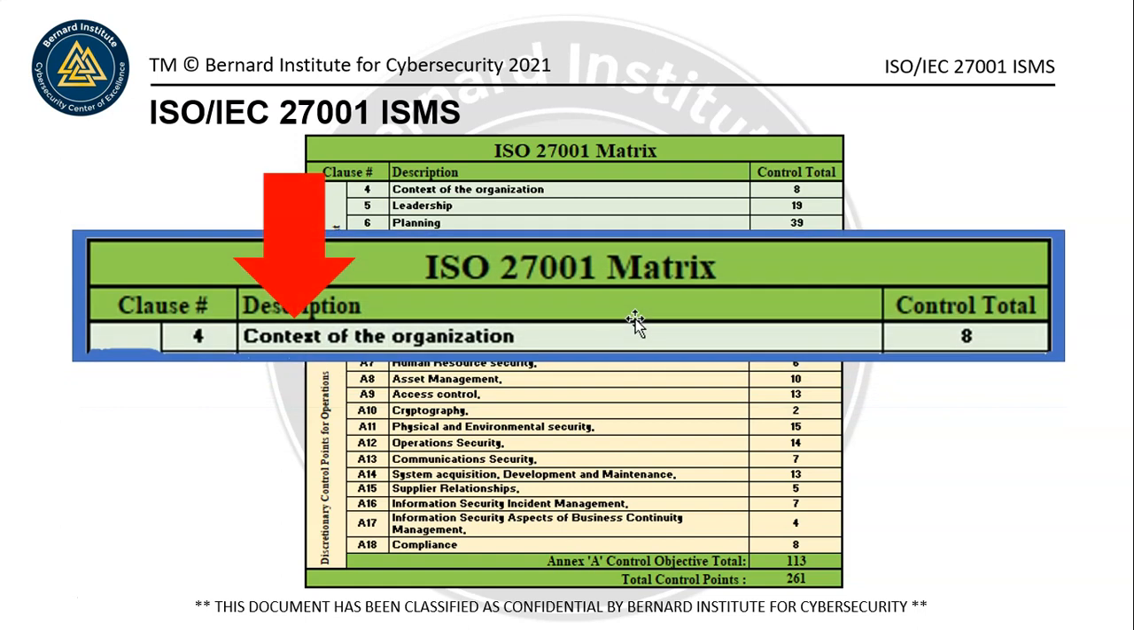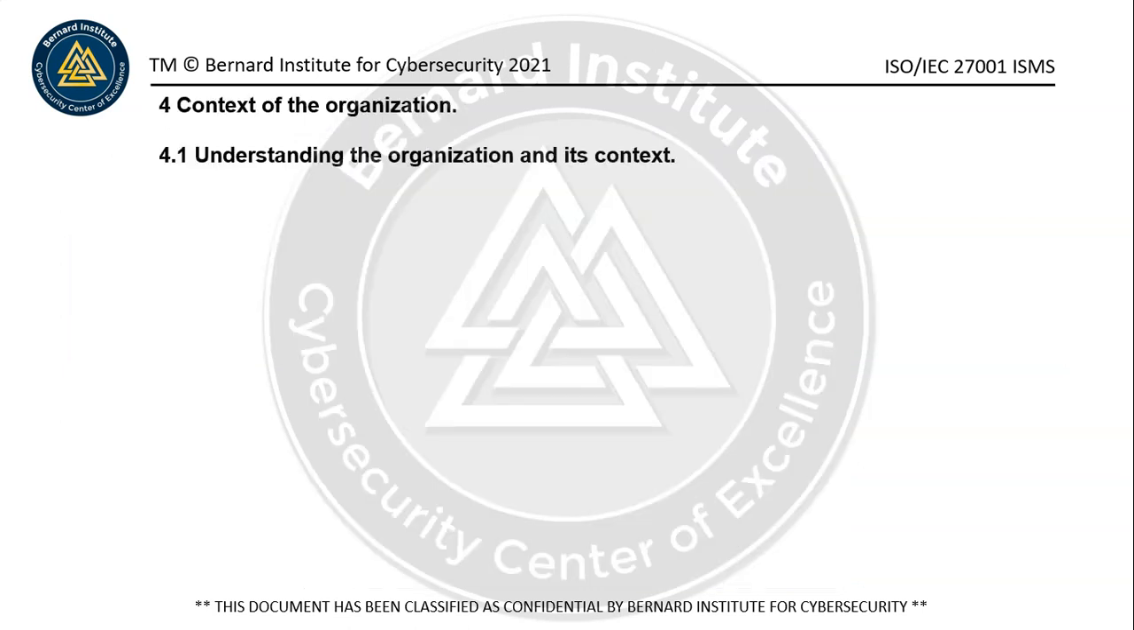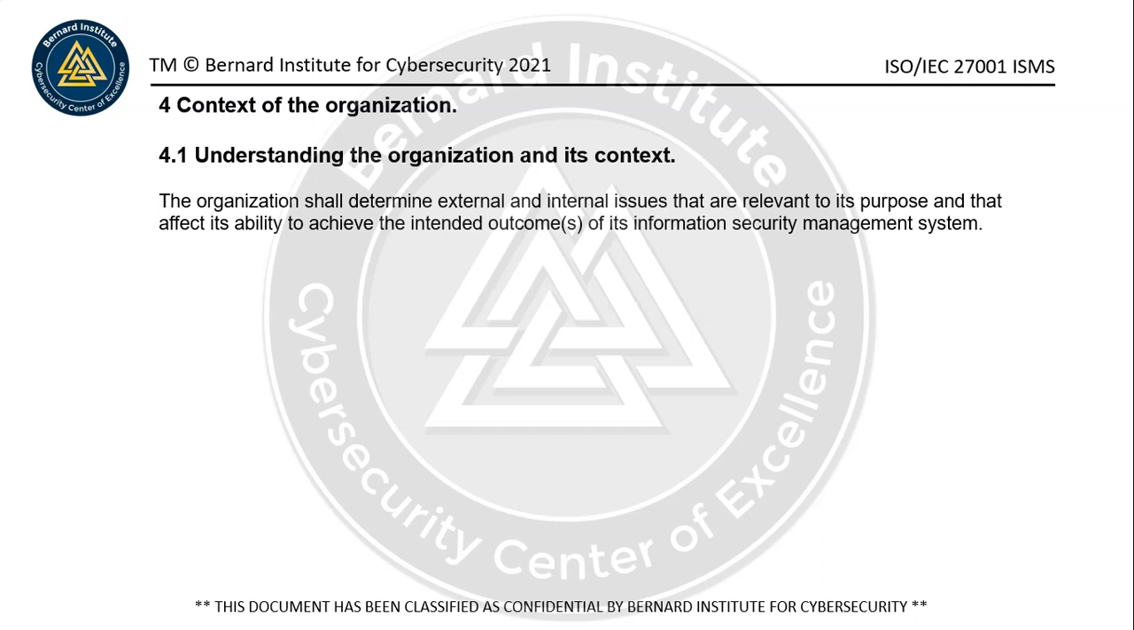Today we're going to talk about context of the organization. There are 8 control points in this section. Let's begin. Context of the organization. 4.1. Understanding the organization and its context. The organization shall determine external and internal issues.